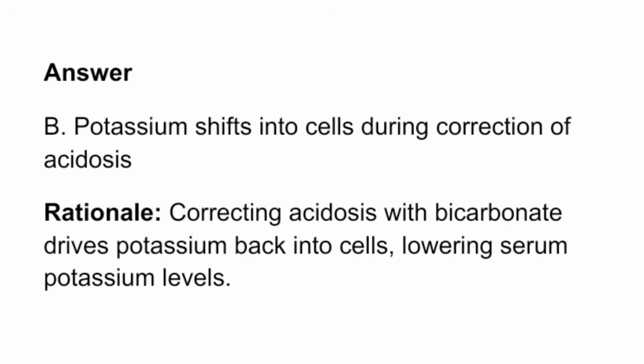Answer. B. Potassium shifts into cells during correction of acidosis. Rationale. Correcting acidosis with bicarbonate drives potassium back into cells, lowering serum potassium levels.